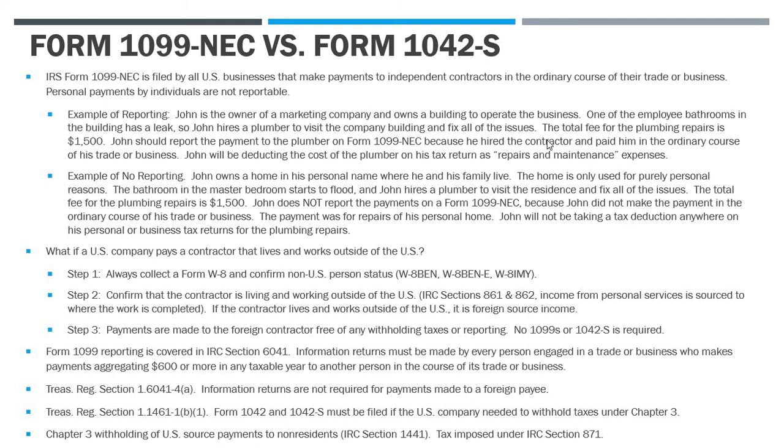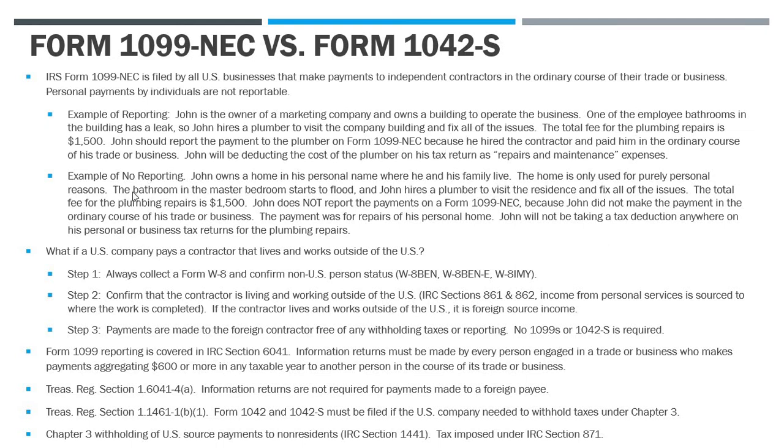Because he hired a contractor and paid that individual in the ordinary course of his trade or business. John's going to be deducting the repair costs on his profit and loss and on his tax return as a repair and maintenance expense. So in that case, John's operating a business, he hired somebody to help him with something, paid him, and needs a 1099 NEC.